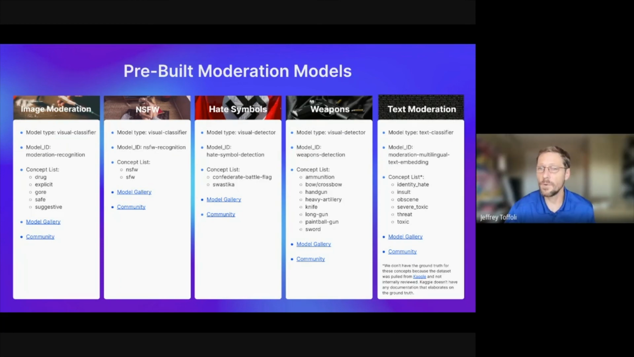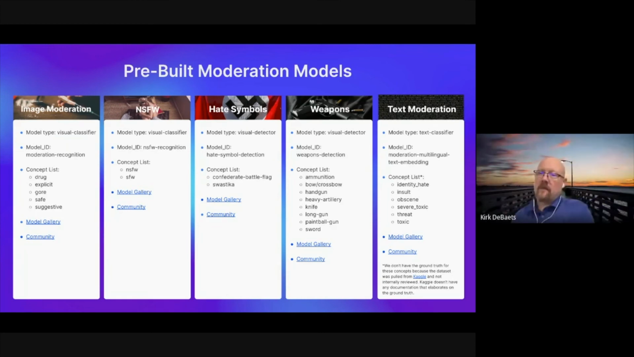Anybody else? Any other questions out there? Looks like Yoram's question is, I'm interested in image recognition AI that can identify fashion items. Can Clarify do that?